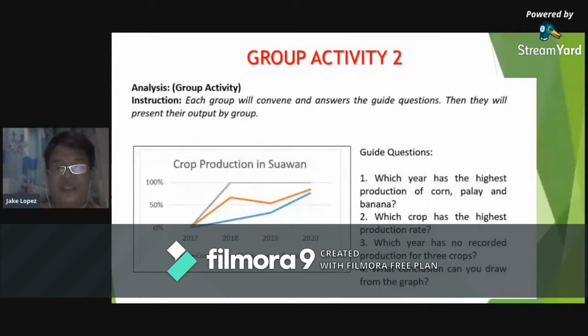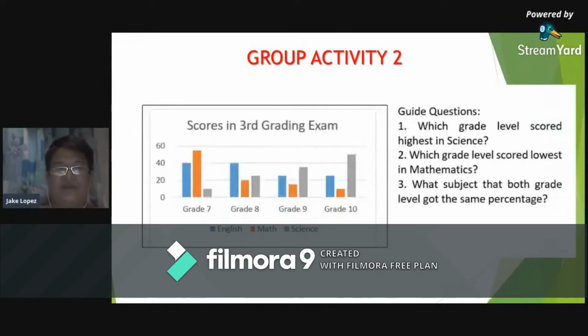And the third, which year has no record production of three crops? So the answer is here, 0%. So that's 2017. What conclusion can you draw from the graph? I think it's medyo complicated. So if you say conclusion, you will describe the graph generally. So you could say there's a steady increase of production for three crops, and banana has the highest among the three. So like that. So you can have that conclusion.